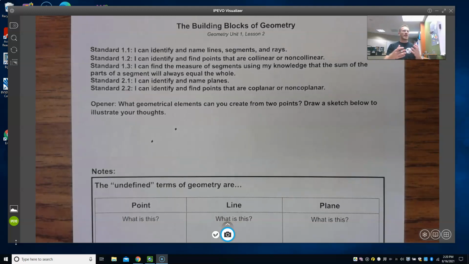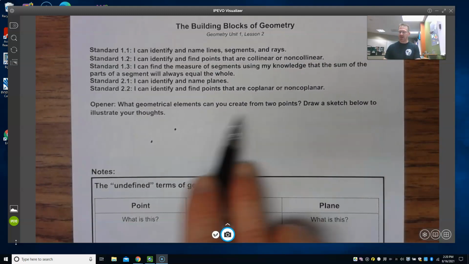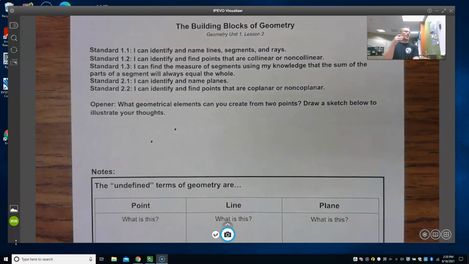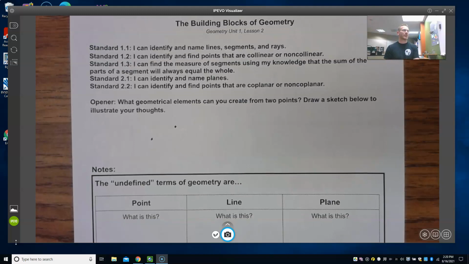Once again, we may not be exact, but hopefully you understand some things and you see some similarities in the conversation. So once you do that, draw some sketches to illustrate your thoughts on what you can create. Go ahead and pause the video, do the opener, and flip it back on, and let's see what you have.